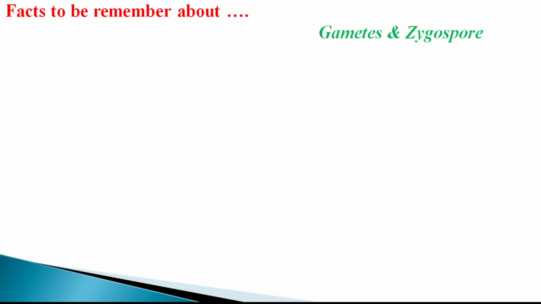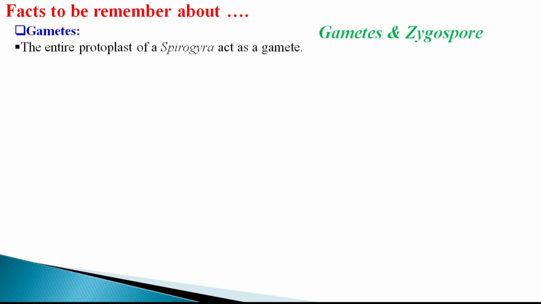My dear friends, as a concluding remark of this entire session, you have to remember certain points and facts regarding the gametes and zygospore. So what can we conclude about this aspect? Please carefully watch this segment of the video. Gametes: the entire protoplast of a Spirogyra cell acts as a gamete.